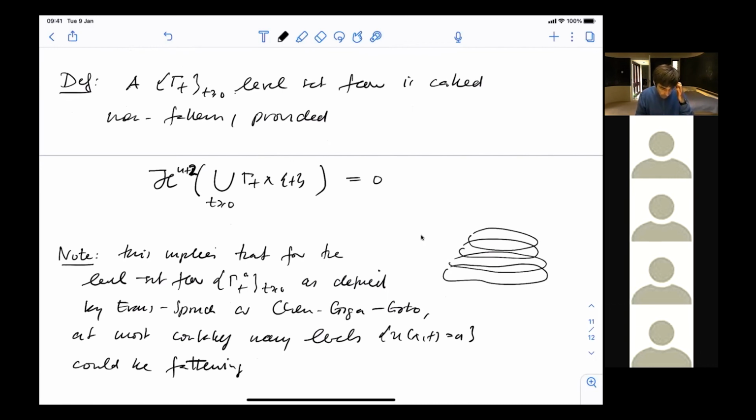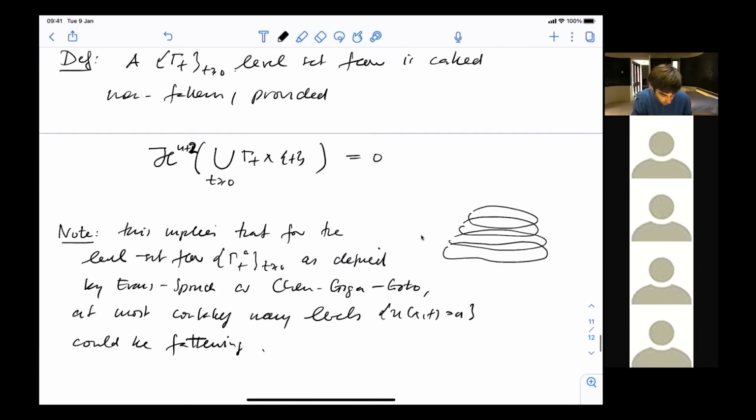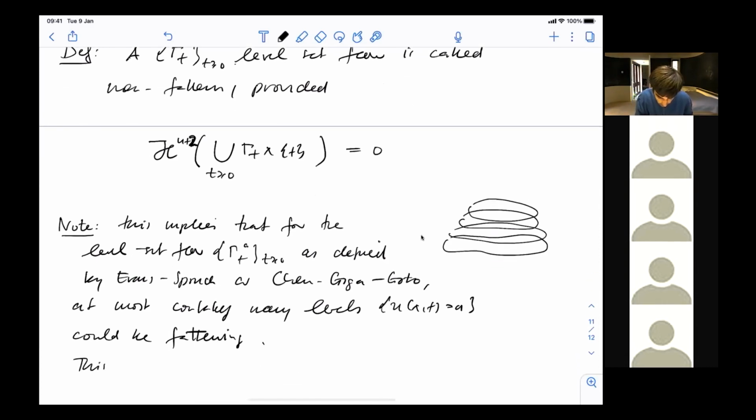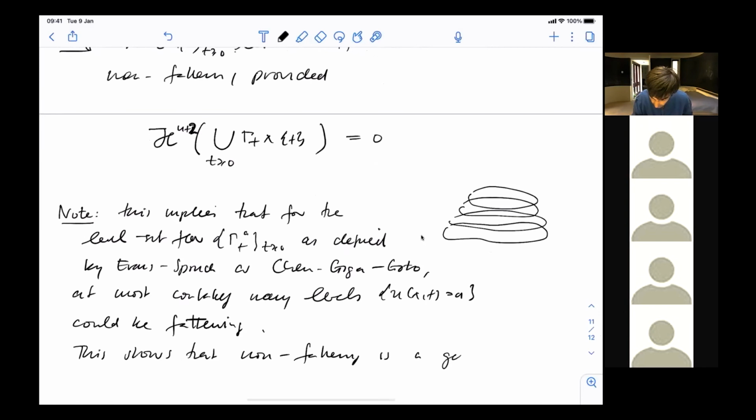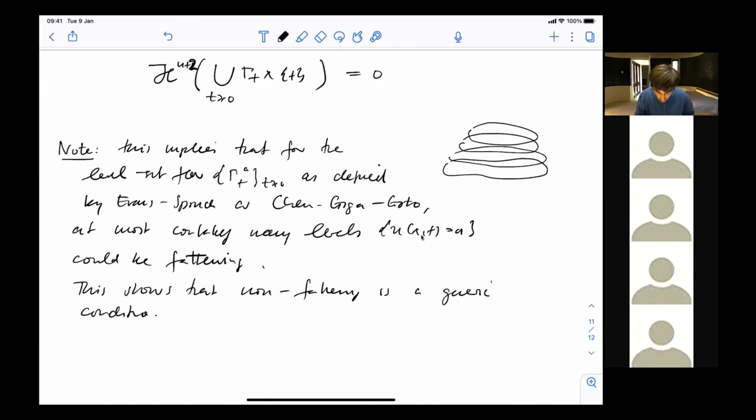Okay. Now, what is the important thing? This means non-fattening is a generic condition. No? Is a generic condition. Okay. Now, but the interesting thing, this non-fattening, you can make it much stronger.